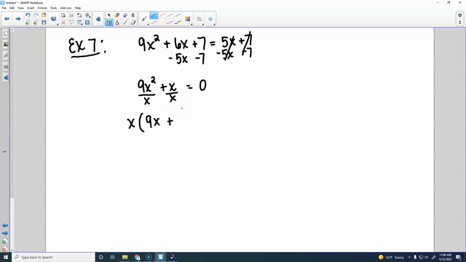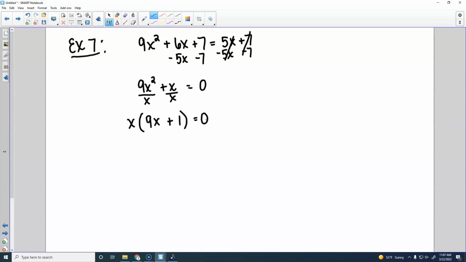When they cancel, what's left? Not a 0. 1. Because x divided by x is going to be 1, just like 5 divided by 5 is 1, 10 divided by 10. Anything divided by itself is 1. So you're going to have that 1 there. Because if you put anything else, if you multiply it back, you won't get the same thing you started with. Okay? So we just took out that greatest common factor.